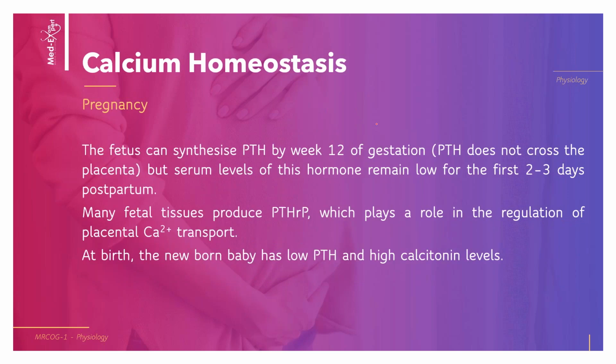Also, the fetus has the ability to synthesize parathyroid hormone by week 12 of gestation. And this hormone will remain low for the first 2 to 3 days postpartum, in the fetus, of course. And many fetal tissues produce the parathyroid hormone-related peptide, which plays a role in the regulation of placental calcium transport, as we mentioned before. At birth, the newborn baby has a low parathyroid hormone level and a high calcitonin level.